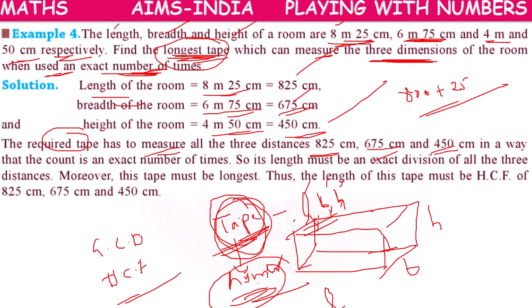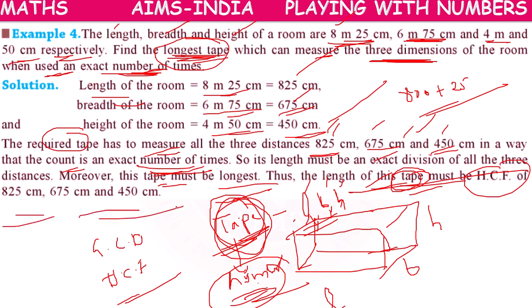So the required tape has to measure 825, 675, 450 centimeter in a way that count will come in exact number of times. Means without decimals. Means that number should divide these numbers exactly. Moreover, the tape should be longest. So the length of tape should divide these 3 numbers exactly, and it should be the longest. Means we have to find the HCF of these 3 numbers.